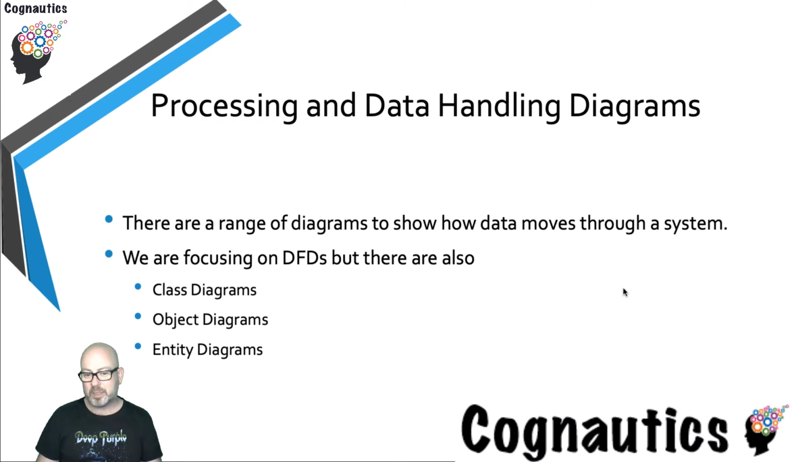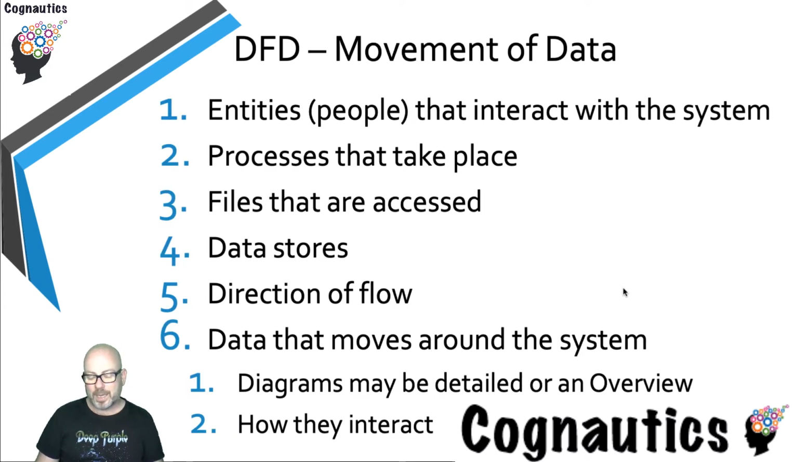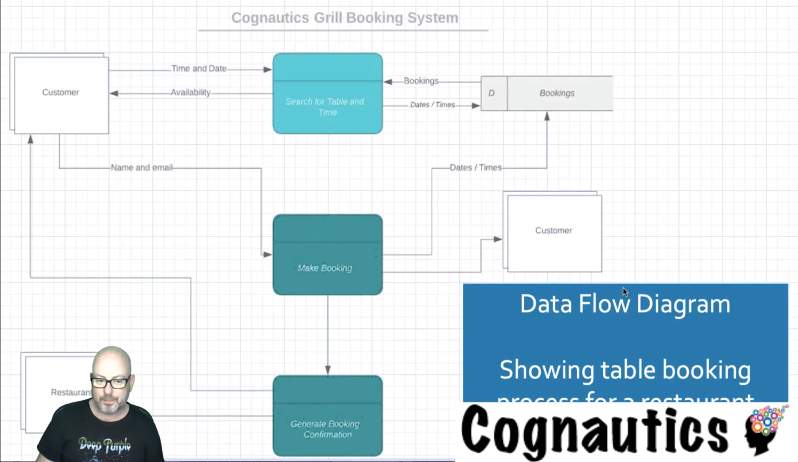But you will need to produce a data handling diagram because I think it gives the right level of detail for what you need to show with your system. So it will show the people, the entities, the processes that take place, the files that are accessed, the data stores, the direction of flow, and the data that moves around the system and how they interact with each other. This is a data flow diagram that I made earlier, and you can see here that it's not dissimilar to a flowchart, different symbols and arranged in a different way, but fundamentally it's quite similar.